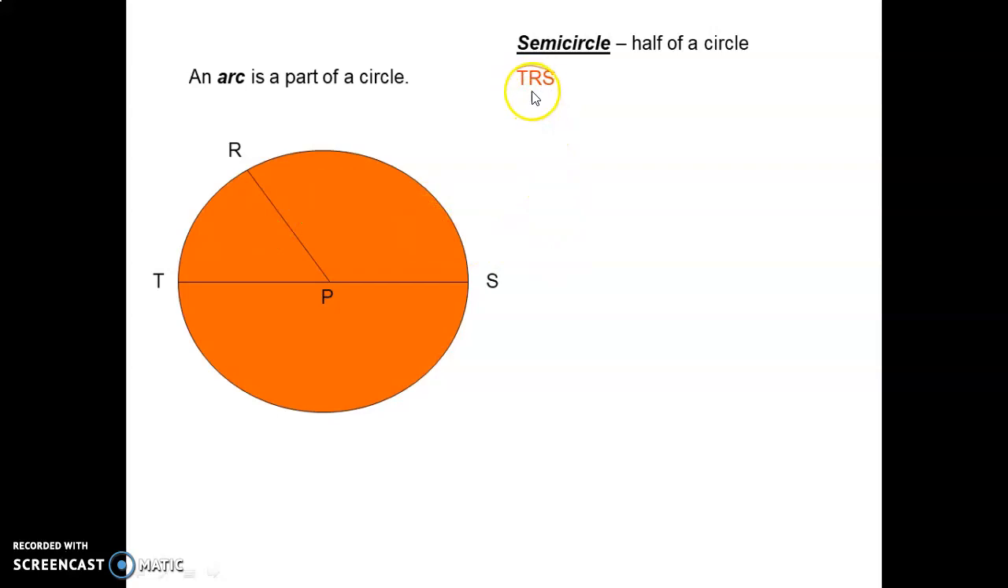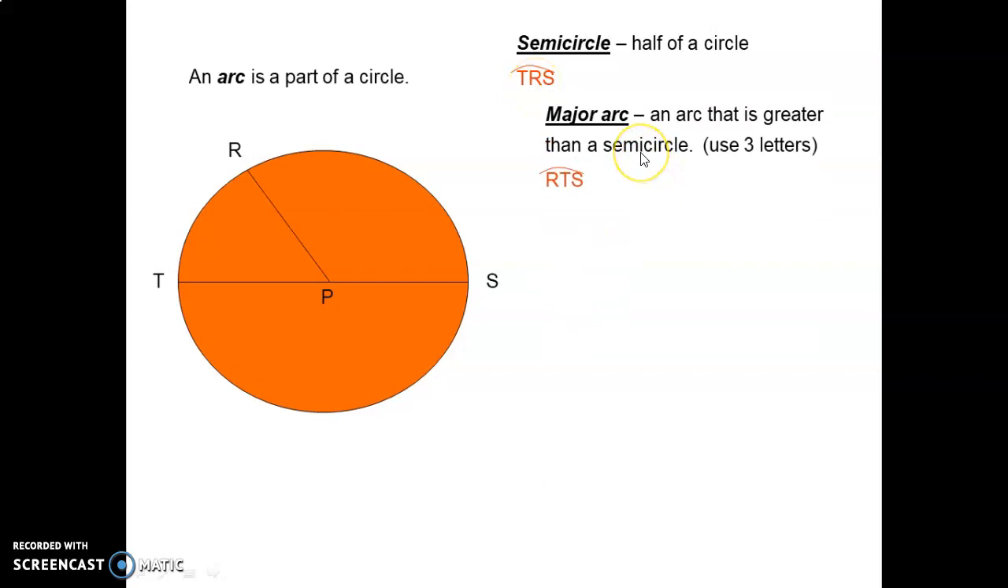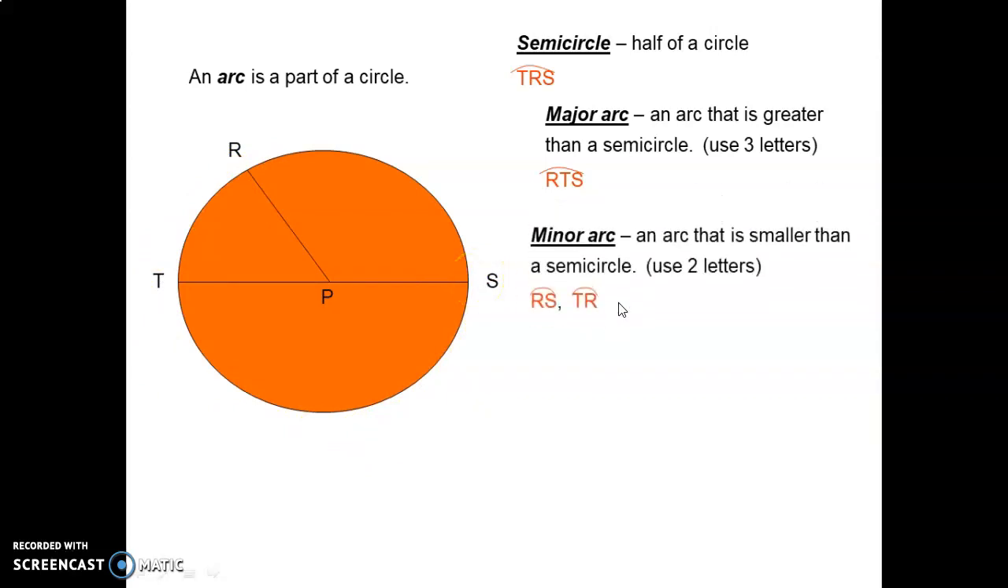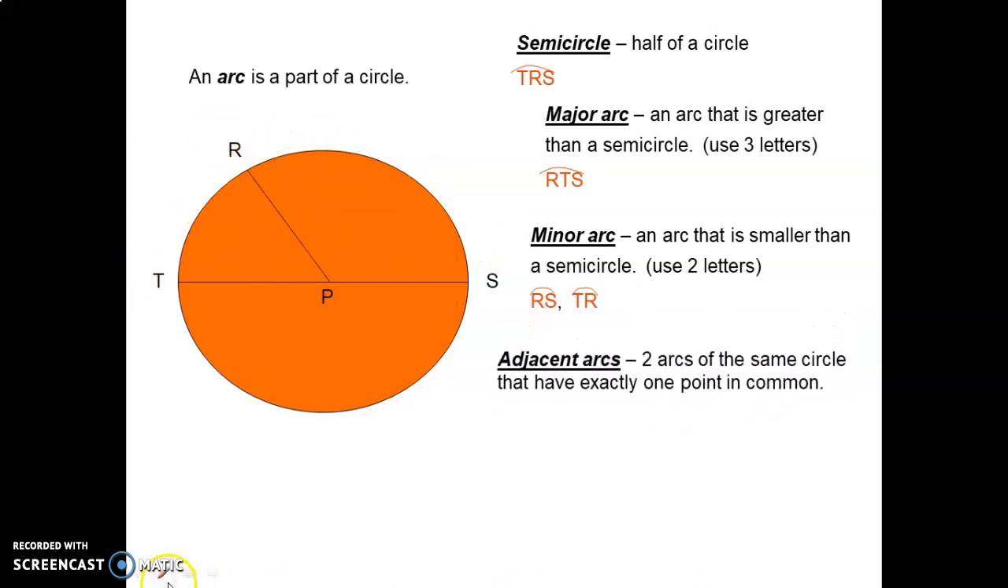Okay, and when you name an arc, you use either 2 letters or 3 letters. If it's an arc that's more than half of a circle, you're going to use 3 letters. All right, so like RTS. When you name an arc, you always go in the direction of the letters. Okay, so RTS goes around the circle the long way. A minor arc uses only 2 letters, and so that helps to distinguish, you're only going the short way around the circle. RS and TR are minor arcs.